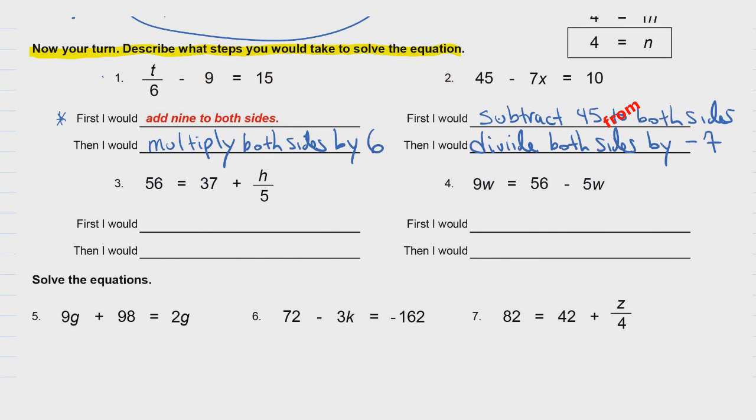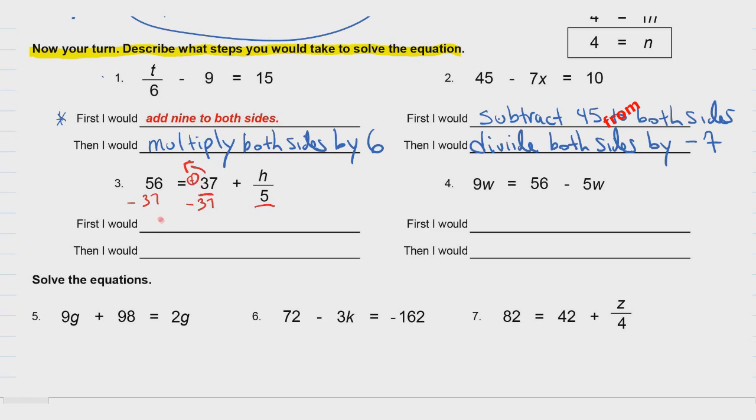Welcome back. You were supposed to do problem 3 and 4. Problem 3, you have 56 over here by himself. He is happy because there's no variables. Then you have 37 plus h over 5. No one is happy over here because there are numbers and variables together. On this problem, we are trying to figure out what we would move first. Well, we're going to move the 37 or the 5. And we already talked about this. We should move the 37 first because he's not attached to the variable, and also it's addition or subtraction. Since there's no sign, this is a positive, so it is going to be subtraction. You're going to subtract both sides by 37.